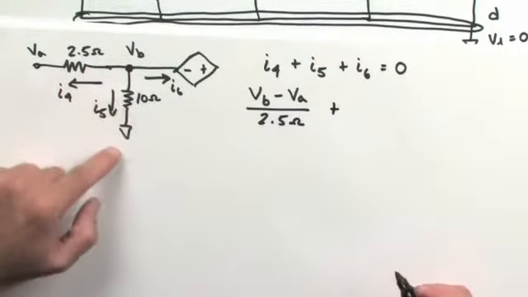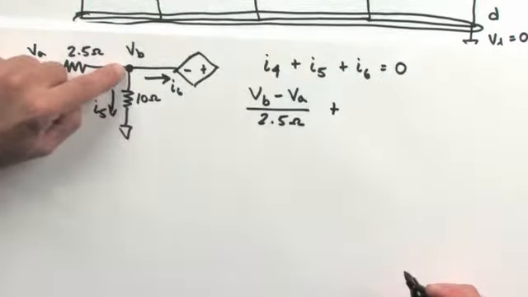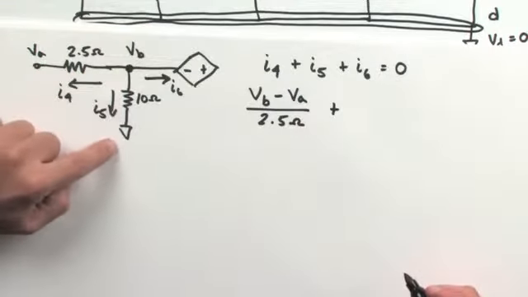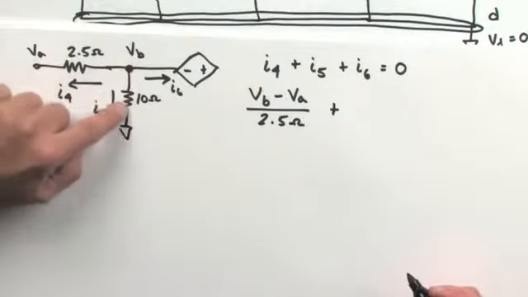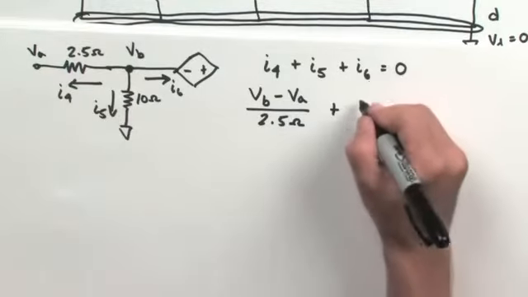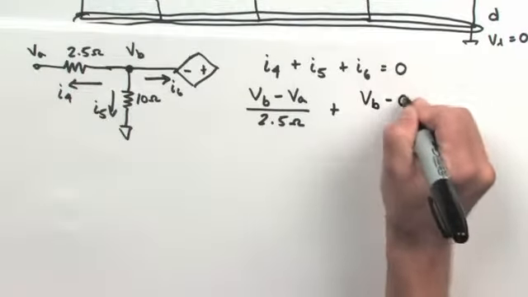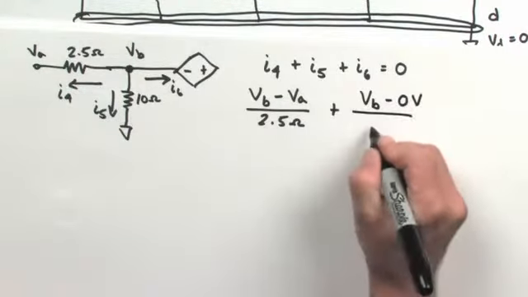The current through path 5 is going to be the voltage at node B minus the voltage at node D, which we're calling 0, divided by the resistance of that path. So VB minus 0 volts divided by 10 ohms.